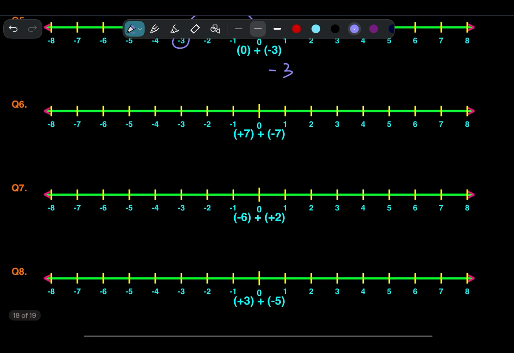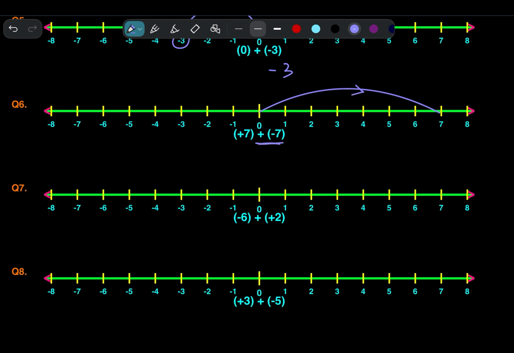Okay, just 3 more. Plus 7 minus 7. Come on, guys, think. Plus 7 means which side should I jump first? Straight away go to plus 7. Show your arrow. And then come back 7 steps. Why come back? Because it's negative 7. 1, 2, 3, 4, 5, 6, 7, and we arrive at 0. So show that you have moved backwards.